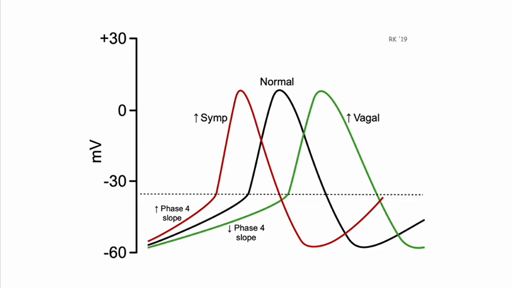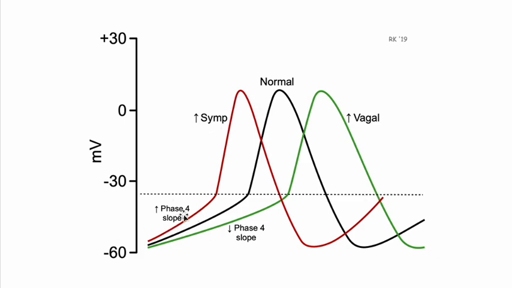So this graphic here is showing the change in the pacemaker potential. Again, this graph is showing a change in the rate or the frequency of the pacemaker potential in response to something that is positive chronotropic or negative chronotropic, right? So this black line in the middle, this is normal, okay? So you reach threshold here after a certain period of time.